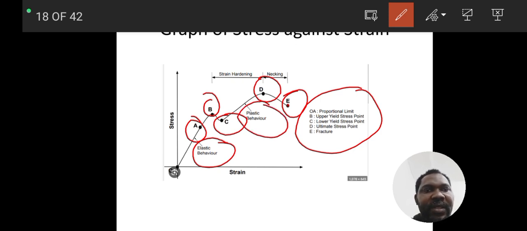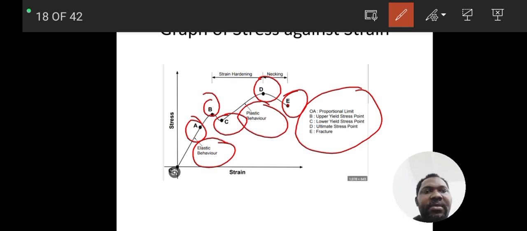But you can see that the point A actually is called the elastic limit, even though it is not written. Point B is called the upper yield point. Point C is called the lower yield point. Point D is called the ultimate stress point. Beyond that point, there's a fracture. Then your E there is the fracture point. That fracture is also called the breaking point.